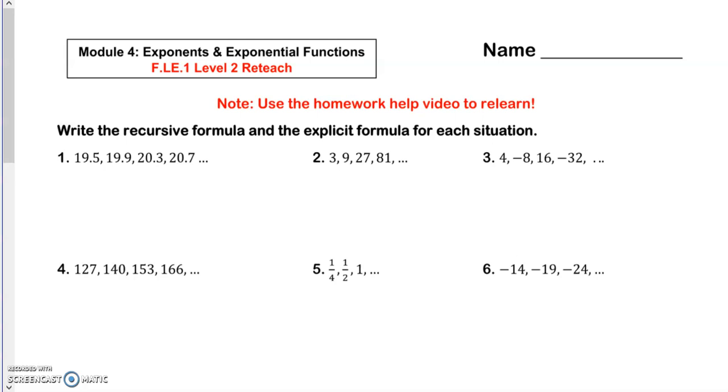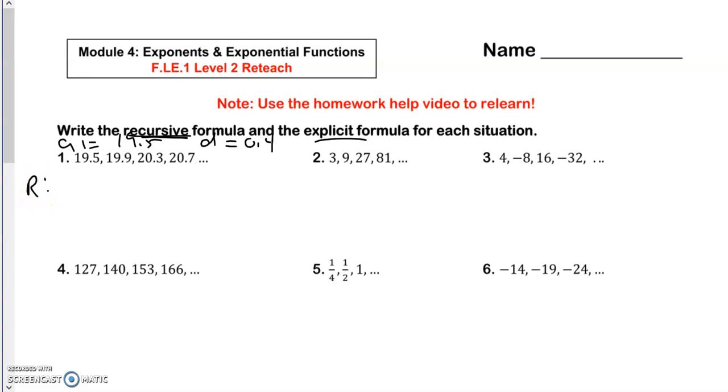Okay, today we're doing Module 4, Exponents and Exponential Functions, F.LE.1, Level 2 Reteach. Write the recursive and the explicit formulas for each of the situations. First of all, I'm going to determine if it's an arithmetic or a geometric sequence. So I see it's 0.5, 9, 3. So this one definitely, I know A1 is 19.5. I would say it's a common difference that it's going up by 0.4.